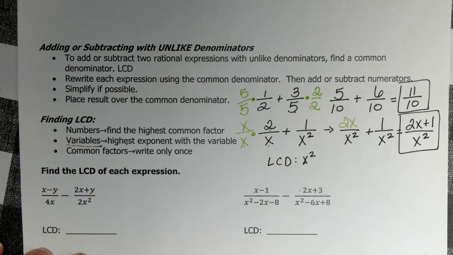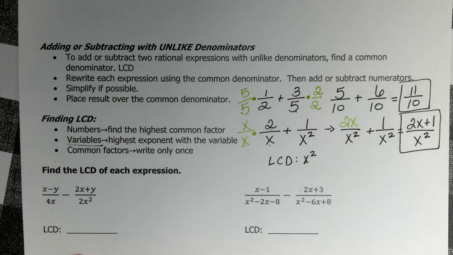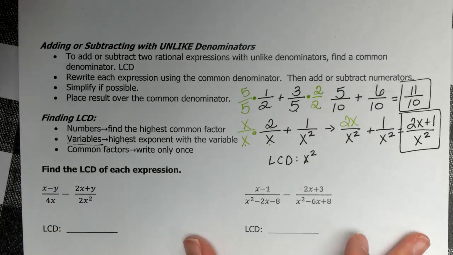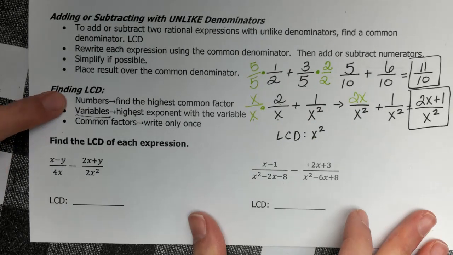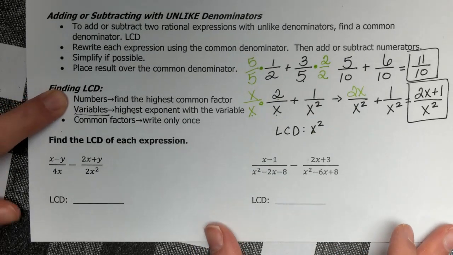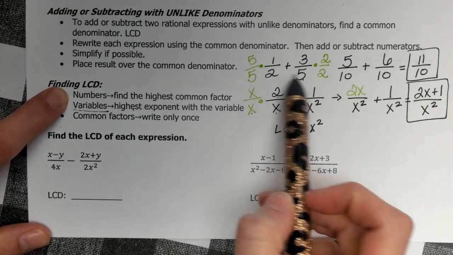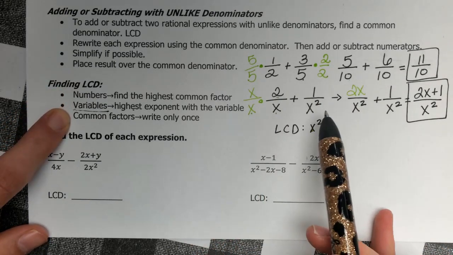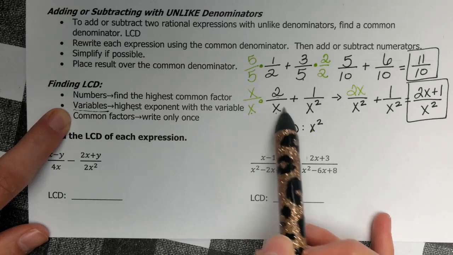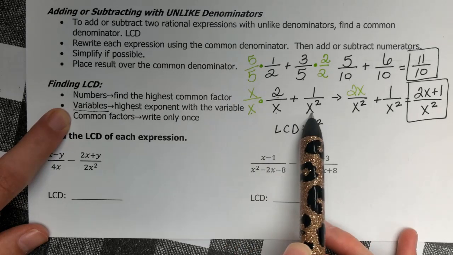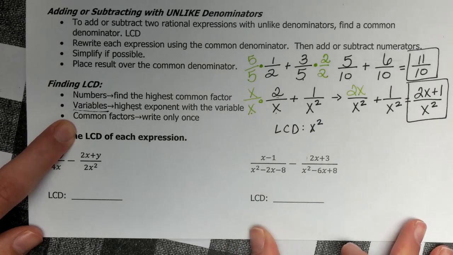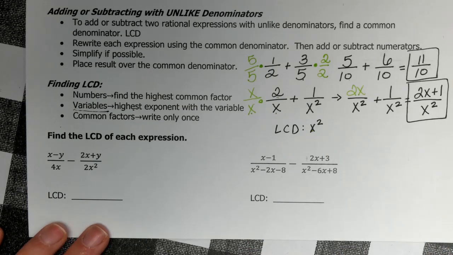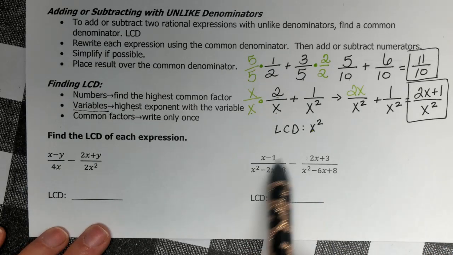Okay, so those are the more simple examples, just so you can grasp what you're trying to do for your denominators. So, again, finding your LCD, your numbers, you want the highest common factor. So 2 and 5 would give me 10. Your variables, you want the highest exponent, and you can manipulate the lower one and multiply it to get to the higher. Common factors, you're going to write only once. So that means if I factor it and I have a full expression, we'll talk about that in the second example.